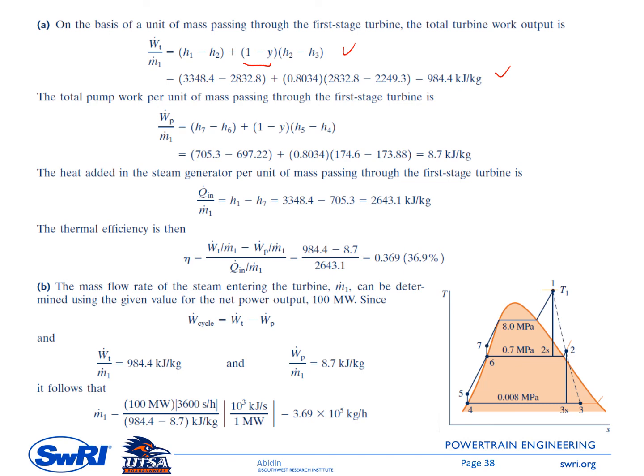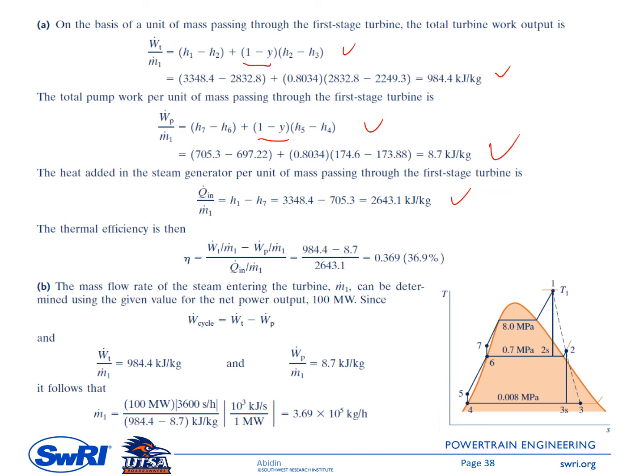And then you can do the same thing to calculate the power required by the two pumps. So this is m1 times (h7 minus h6), and then plus m1 times (1 minus y) times (h5 minus h4), and you will get this number, 8.7 kilojoule per kilogram. And then Q in is m1 times (h1 minus h7), so you get this one, 2643.1 kilojoule per kilogram.